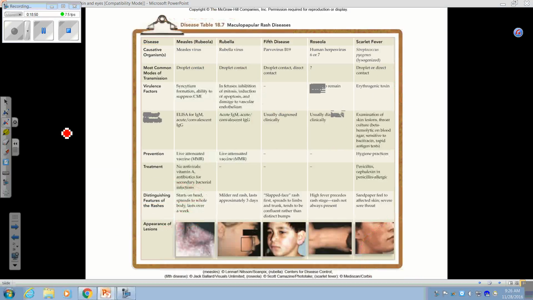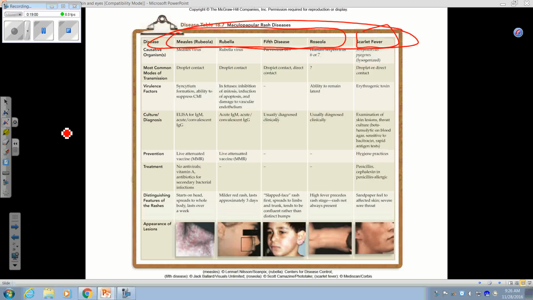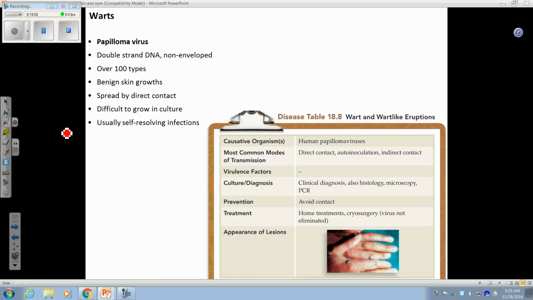So this is the summary of the maculopapular rash diseases, the scarlet fever that we discussed before, and the four viral infections. The next thing we'll talk about is warts.